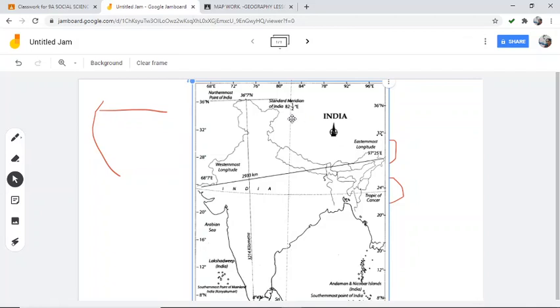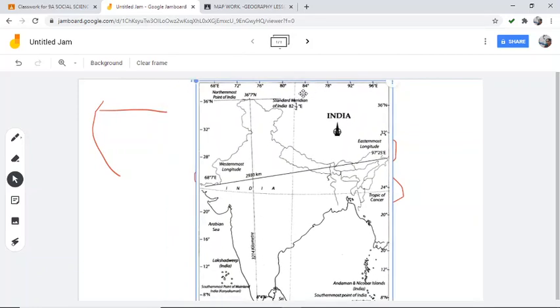Just marking is not enough. Always you see in the question itself it's given locate and label. So just marking is not enough, you should write what it is. You should write standard meridian of India, you should write 82.5 degree east meridian, or all others like Tropic of Cancer. Everywhere you should mark these places also.